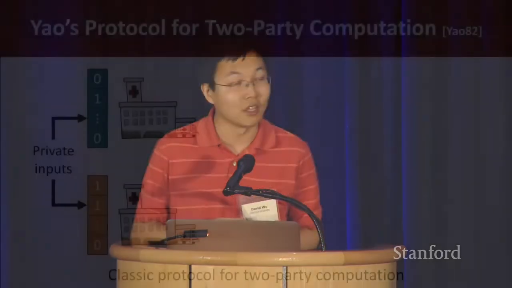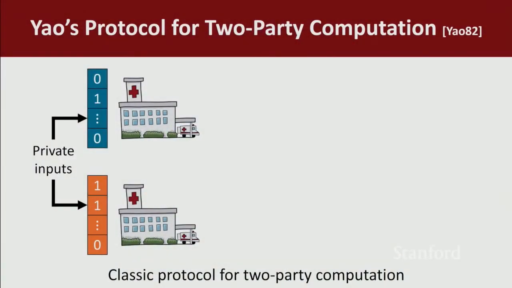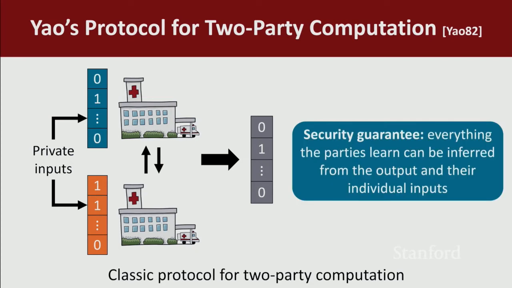So Yao's protocol is a classic protocol for two-party computation. Namely, there are two computing parties, and they each have some private inputs. Maybe we have two hospitals, and the vectors they hold are the rare variants that occur among the patients within that hospital. Their goal is to compute some joint function on their private inputs such that at the end of the computation, the only thing that is revealed to the two hospitals is the result of the computation and whatever can be inferred from those results.